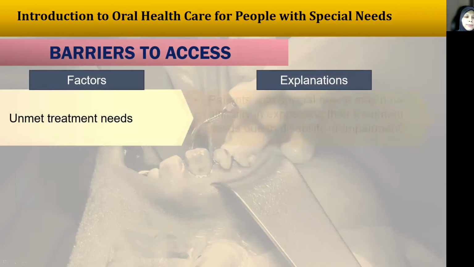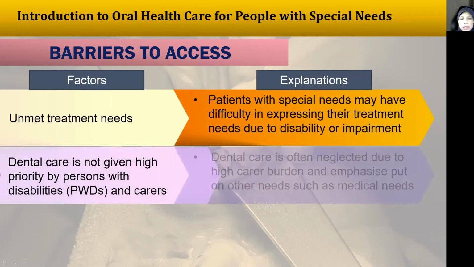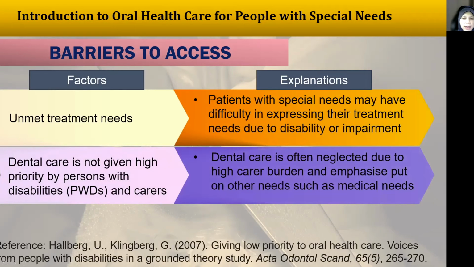Okay, the first factor is unmet treatment needs. What it means is that people with disabilities may have some difficulty in expressing pain, or may have difficulty telling you about the dental problems that they have, and we also have problems understanding what they're trying to say, right? So most of the time, we are not sure whether this is really the problem that the patient has. This is what we call unmet treatment needs.